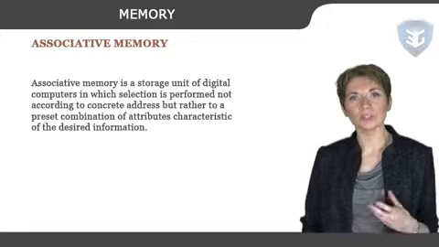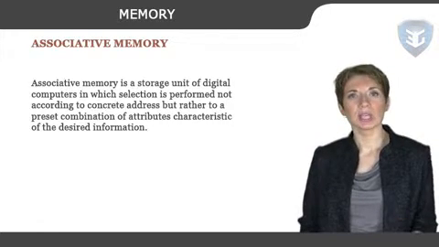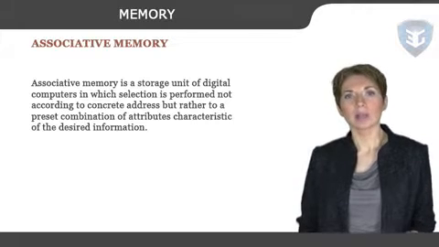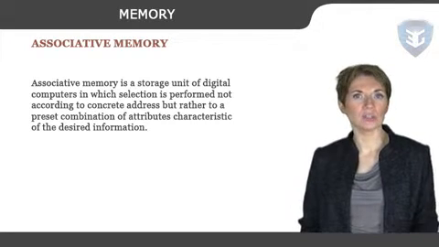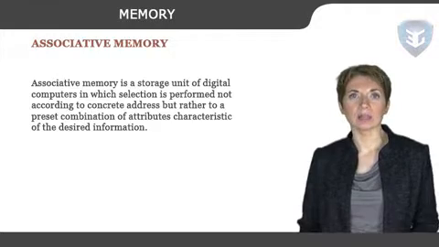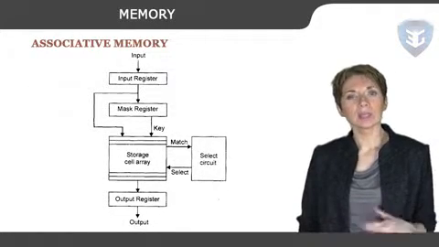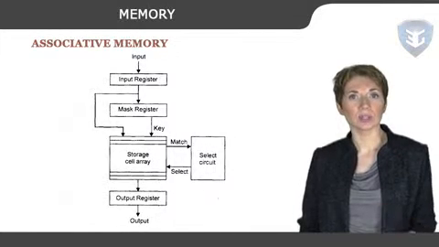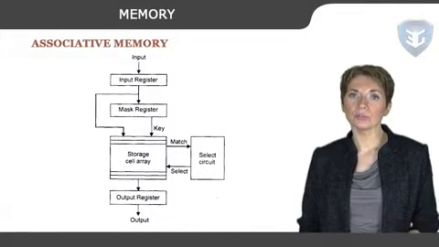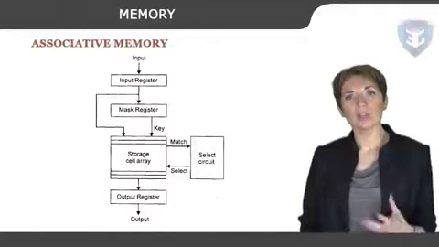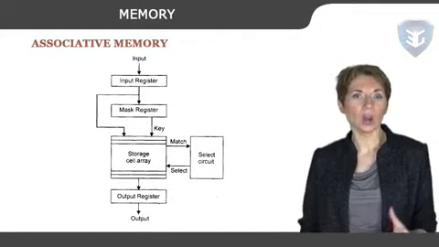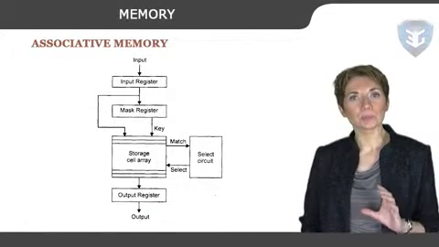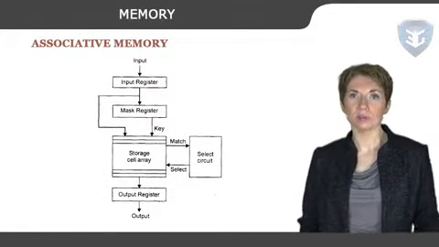Associative memory is a storage unit of digital computers in which selection is performed not according to a concrete address, but rather to a preset combination of attributes, characteristic of the desired information. Such attributes can be part of a word, attached to it for detection among other words. Certain features of the word itself, for example, the presence of specific codes in its digits, the absolute value of a word, and its presence in a preset range, and so on.